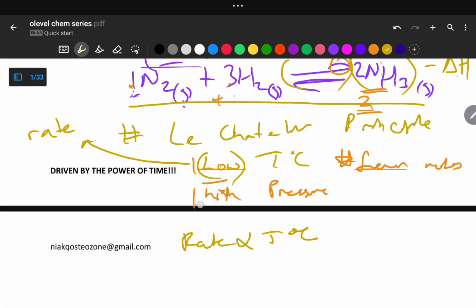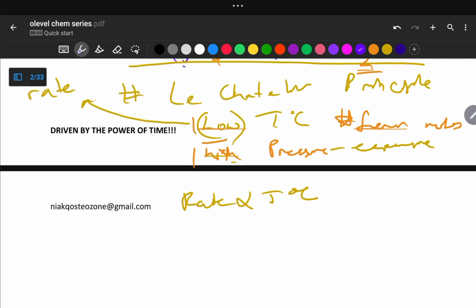Also, using high pressure is expensive to maintain, because of the cost of the pipes to maintain high pressure. It is not economical. So we are going to use compromised conditions: a pressure of 200 atm, a temperature of 450 degrees Celsius, and a catalyst.